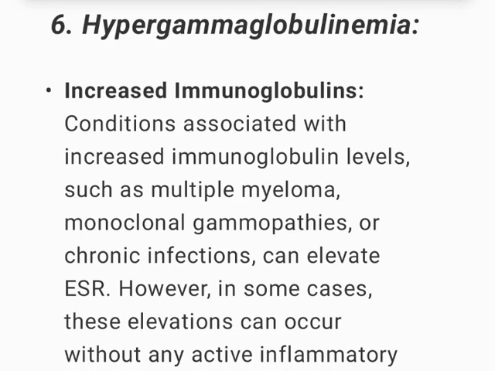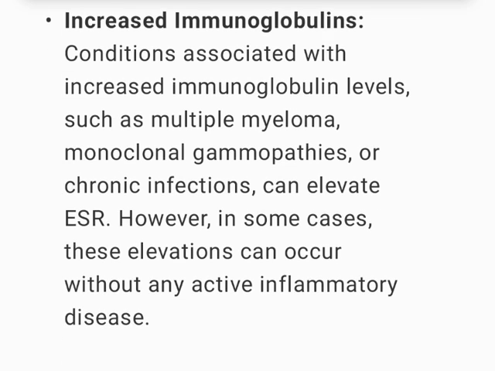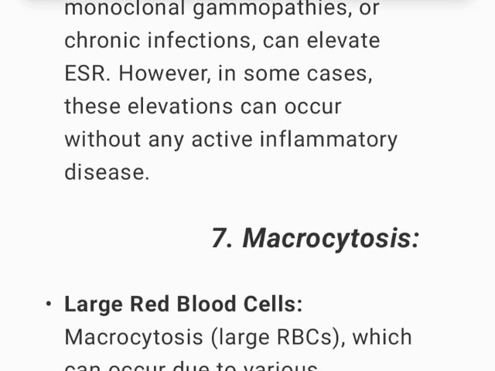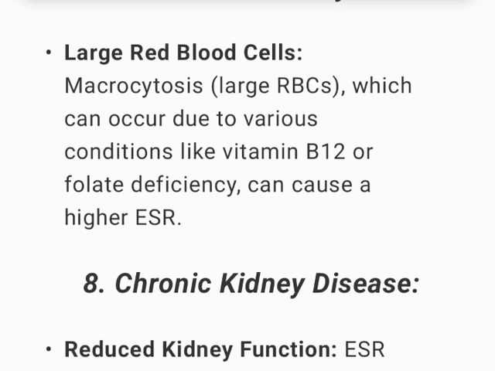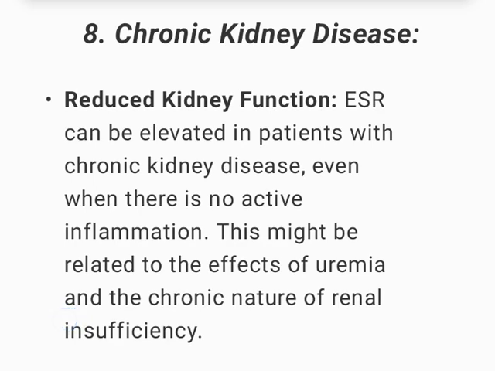6. Hypergammaglobulinemia, increased immunoglobulins. Conditions associated with increased immunoglobulin levels, such as multiple myeloma, monoclonal gammopathies, or chronic infections, can elevate ESR. However, in some cases, these elevations can occur without any active inflammatory disease. 7. Macrocytosis, large red blood cells. Macrocytosis, large RBCs, which can occur due to various conditions like vitamin B12 or folate deficiency, can cause a higher ESR.